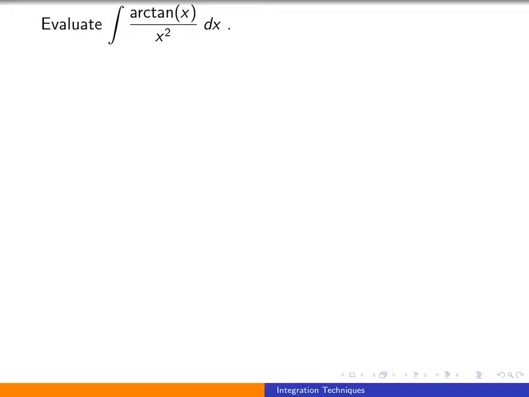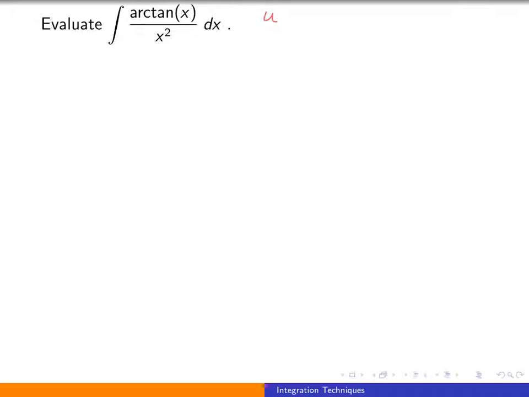In this example, we will anti-differentiate arctangent divided by x squared. So looking at our integrand, I see no obvious algebraic manipulations or substitutions. The integrand does not fit any of our standard forms. And furthermore, I don't see any more subtle substitutions either. So the next thing on our list would be to try integration by parts.